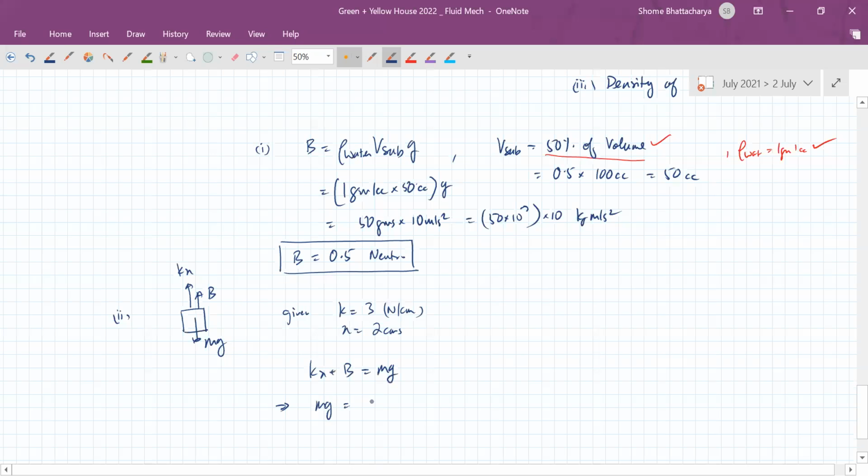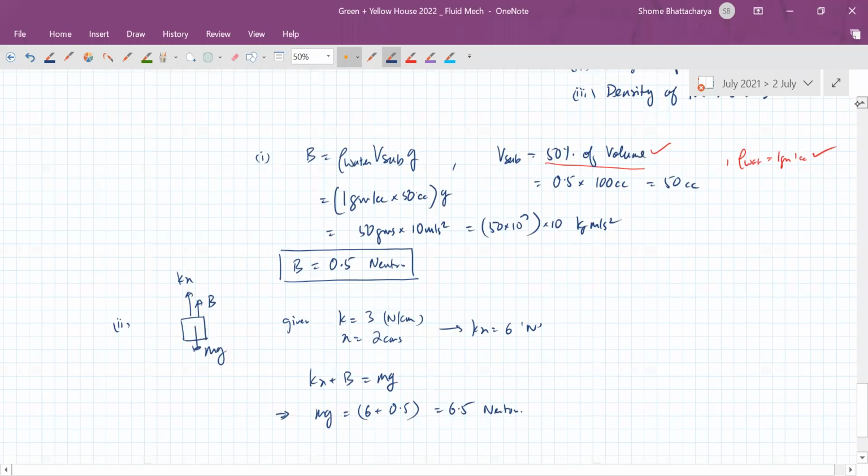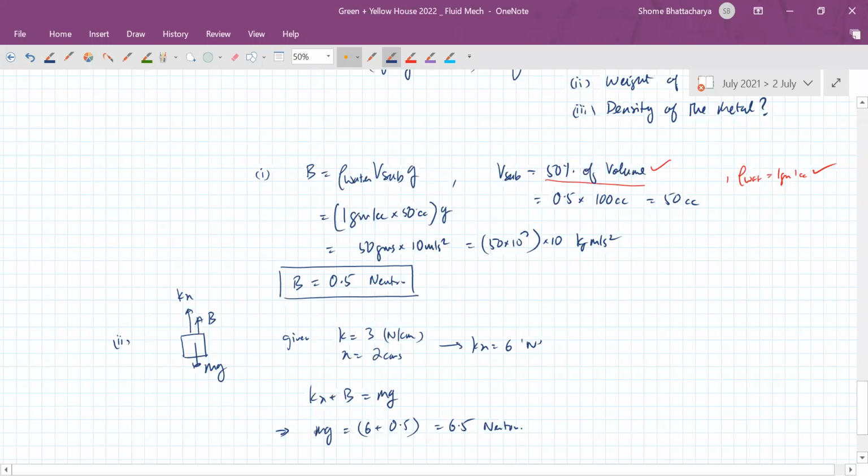So in this case, mg will come out to be 6 newtons plus 0.5, 6.5 newtons. So according to my calculation, this is the weight. Right. So this also means that the mass is 0.65 kg or 650 grams. Okay. So from that we'll get the density. That divided by 100 or 6.5 gram per cc.